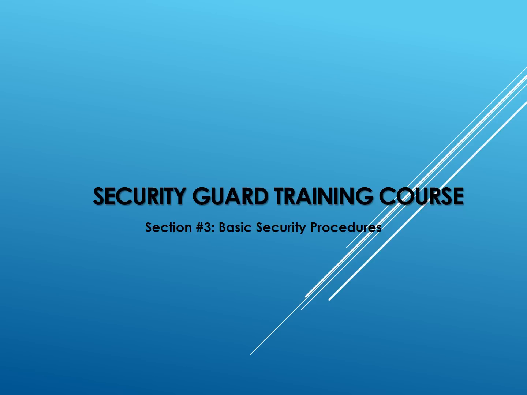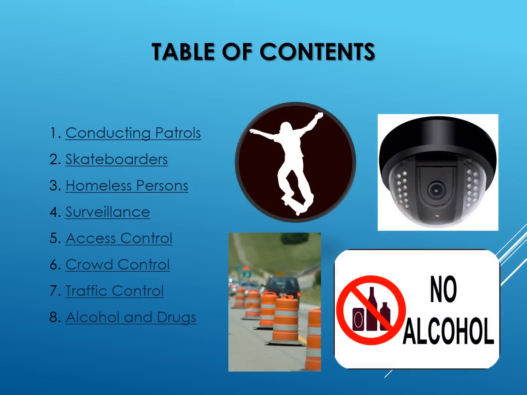Security Guard Training Course, Section 3, Basic Security Procedures. Table of Contents. 1. Conducting patrols. 2. Skateboarders. 3. Homeless persons. 4. Surveillance. 5. Access control. 6. Crowd control. 7. Traffic control. 8. Alcohol and drugs.